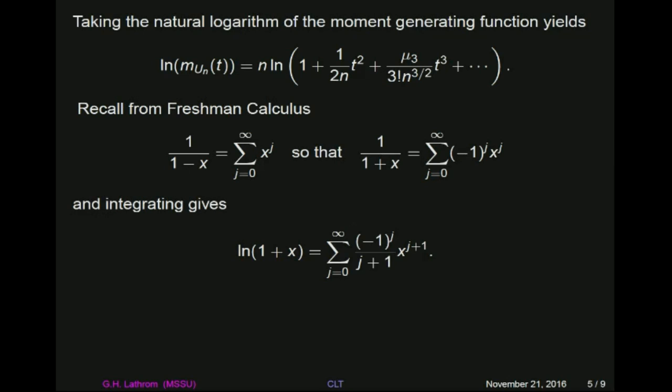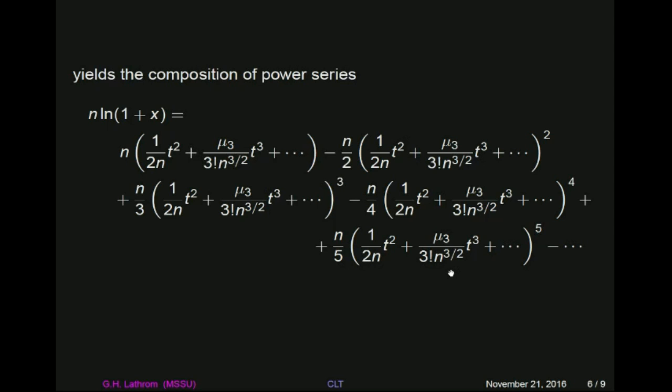And so what we'll do in our particular case is we will take x to be the remainder of this power series expansion, 1 over 2n t squared plus and so on. And so that's what we're going to substitute in. So that when we make that substitution, we end up with a rather complicated expression that we see here. We've got our x to the first power, n over 2 x to the second power, n over 3 x to the third power, and so on and so on.